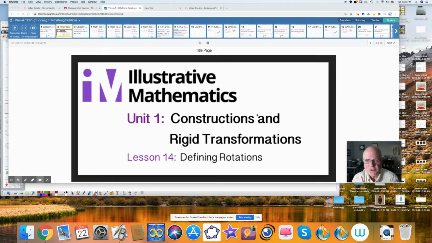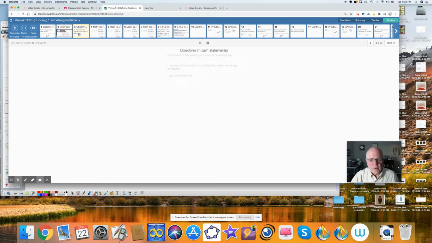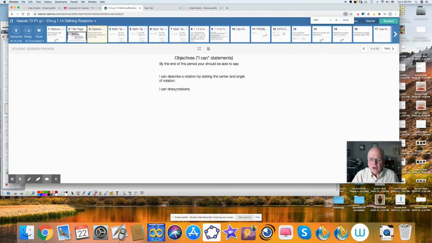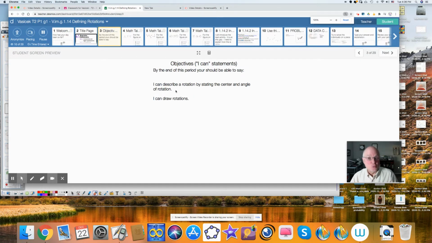Rigid transformations. And this is Lesson 14, Defining Rotations. Previously, we explored rotations, and today we're actually going to get into defining them. By the end of the lesson, you should be able to say, I can describe a rotation by stating the center and the angle of rotation and the direction. Three things. I can draw rotations.